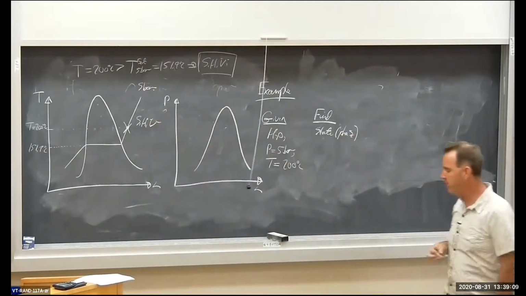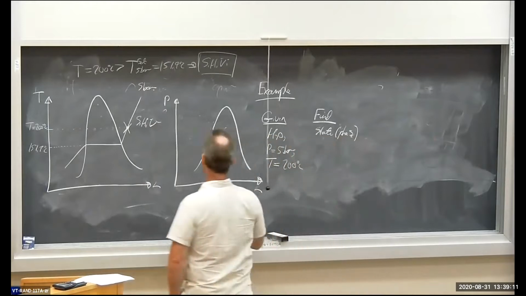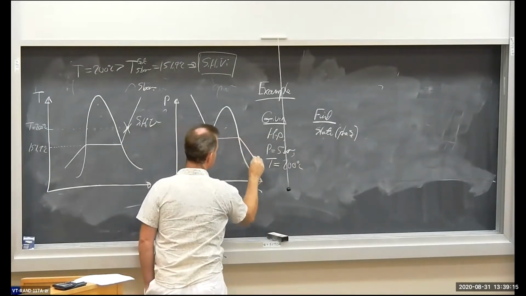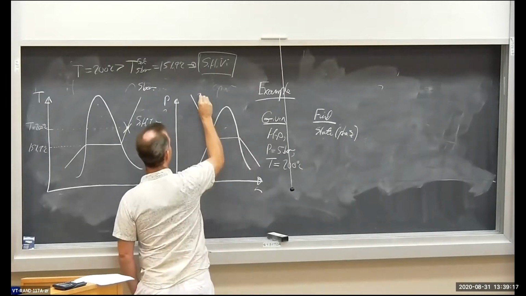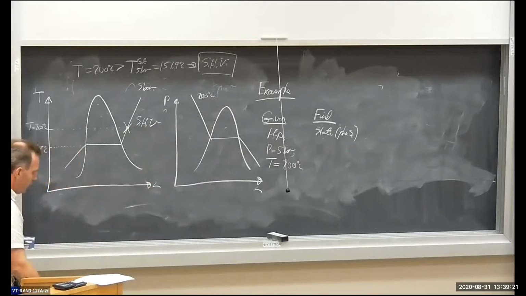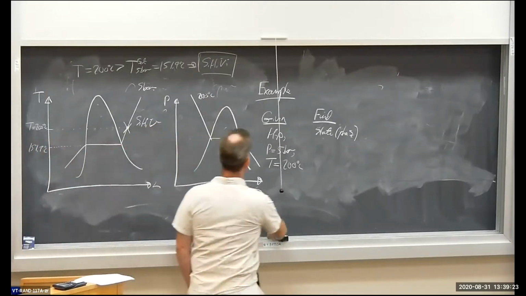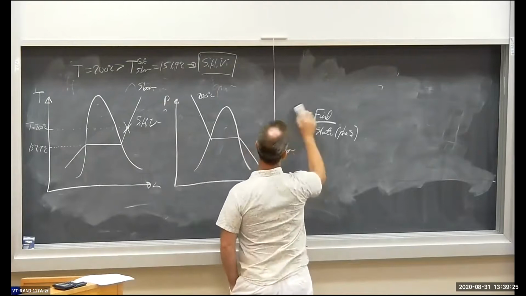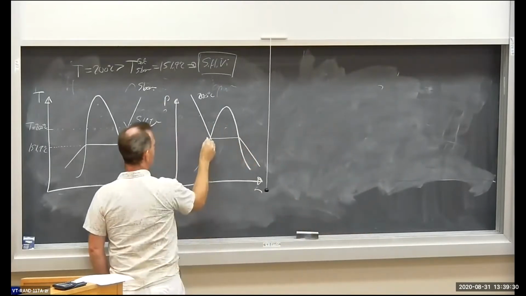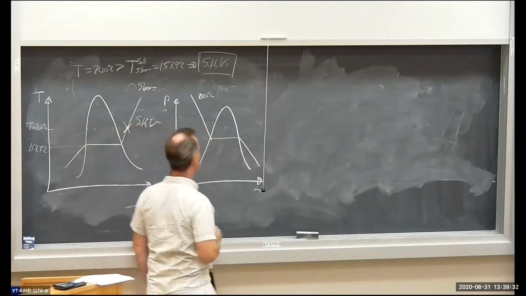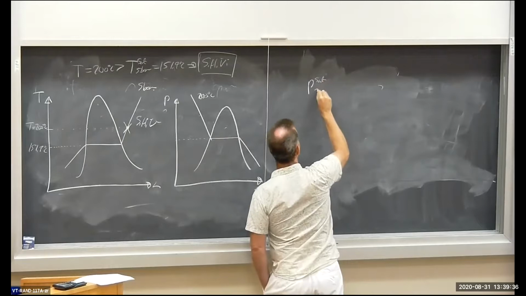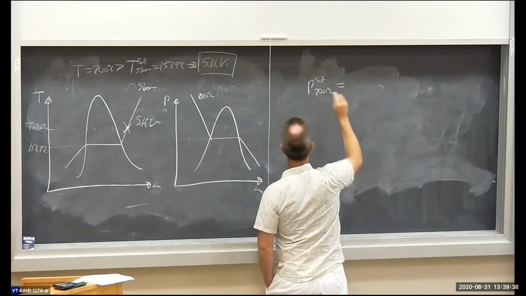Okay, what about the PV plot? Let me put in an isotherm. So here's my 200 degrees C isotherm. I guess I'm going to need this space. So I'm going to look up the boiling pressure at 200 degrees C. Psat at 200 degrees C. I'm going to look that up.